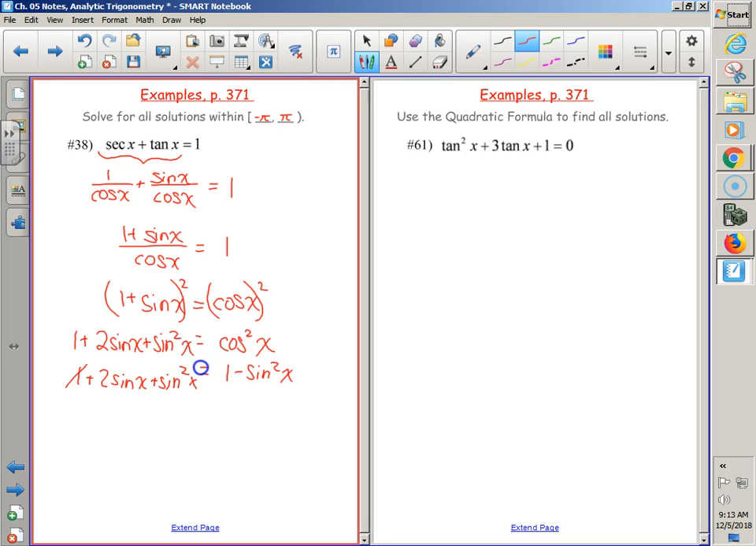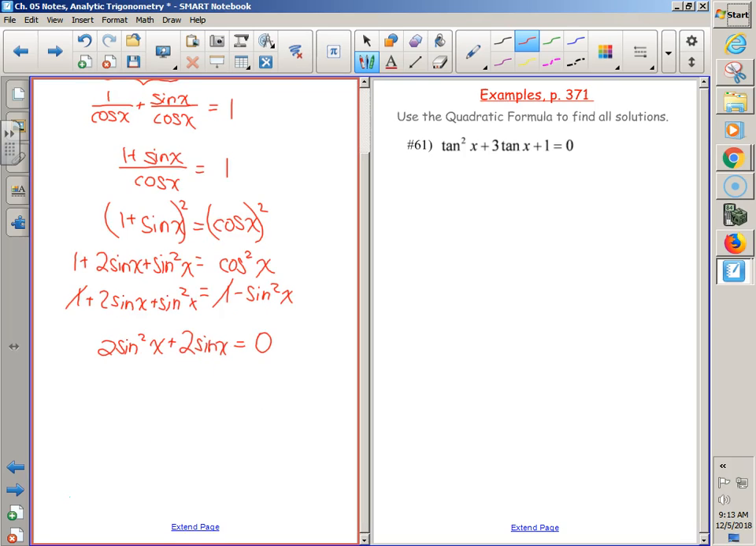Subtracting 1, what happens? Cancels. Adding sine squared, what happens? Yeah. Why am I writing the sine squared first, do you think? Order. Yeah, descending order like polynomials. We do the squared, then the single, then the constant. Oh, the constant disappeared. It's not even a trinomial. Ah, what's in common? 2 sine of x. What's left when you pull that out? 1 sine x plus 1.